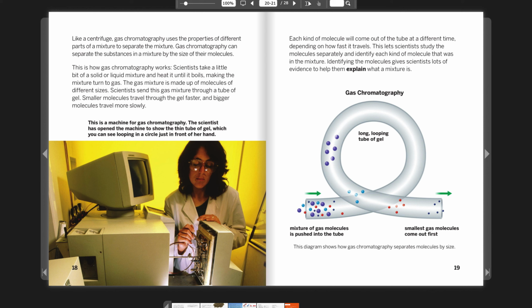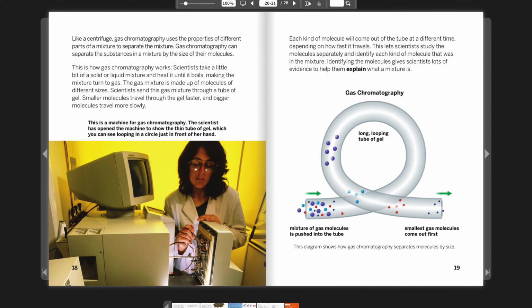Scientists take a little bit of solid or liquid mixture and heat it until it boils, making the mixture turn to gas. The gas mixture is made up of molecules of different sizes. Scientists send this gas mixture through a tube of gel. Smaller molecules travel through the gel faster, and bigger molecules travel more slowly.